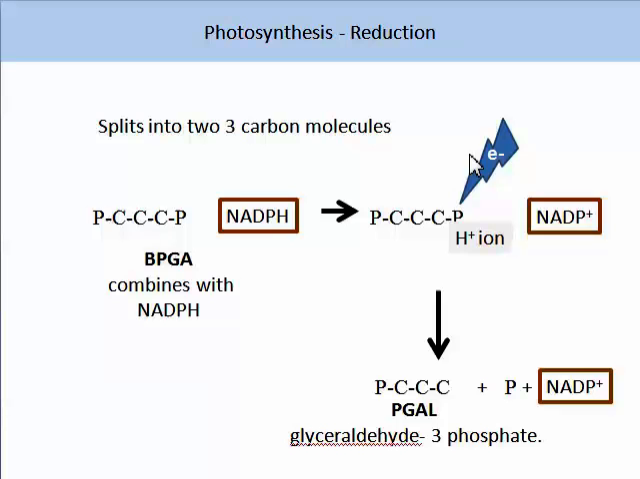The process of the electron and the hydrogen ion allows a new compound to be produced called glyceraldehyde 3-phosphate, also known as PGAL. So to conclude, reduction is taking the molecule PGA and reducing it all the way down to this compound, glyceraldehyde 3-phosphate. This process involves both ATP and NADPH.